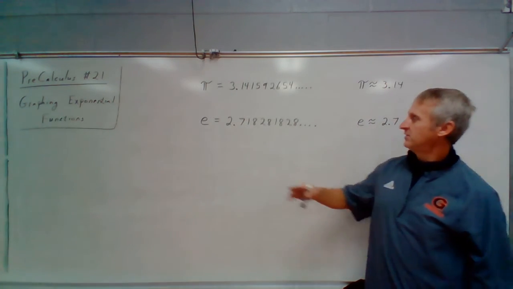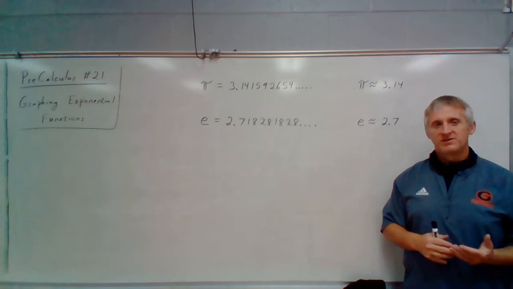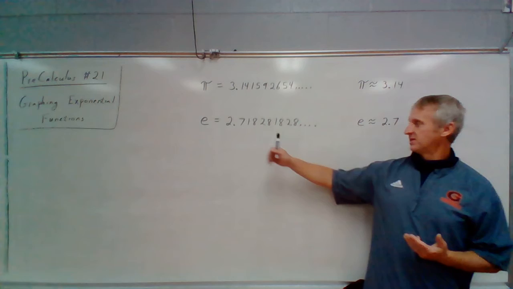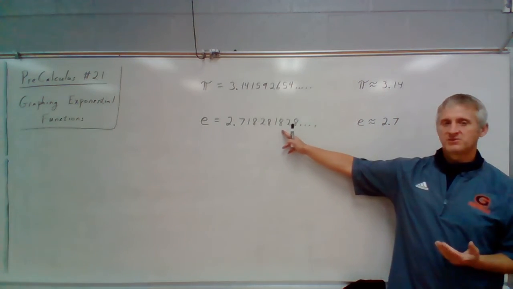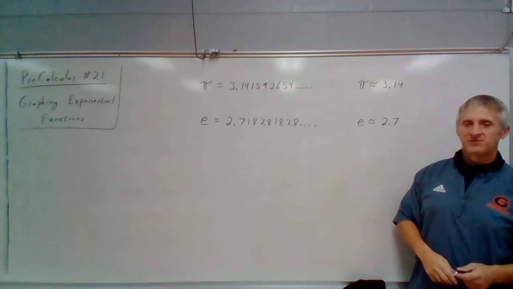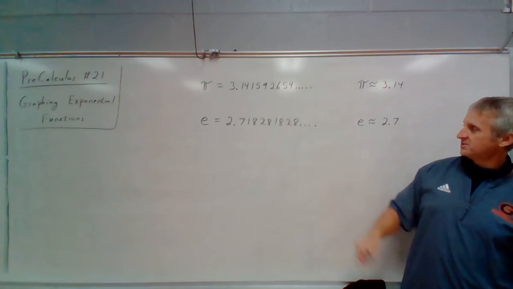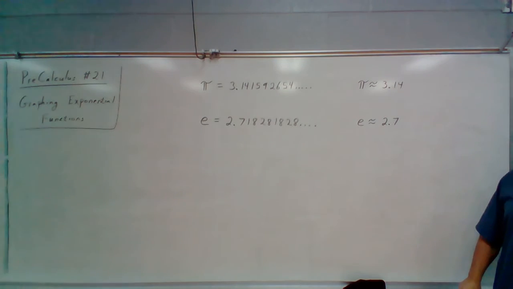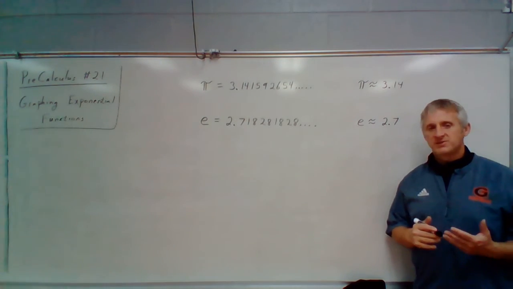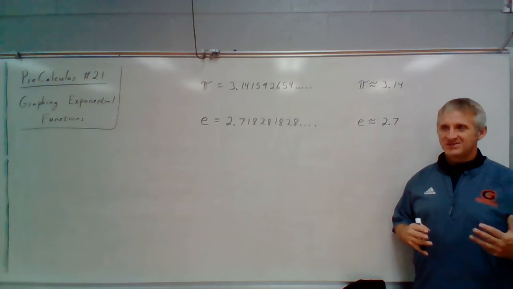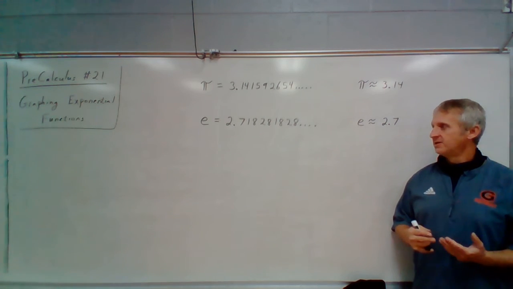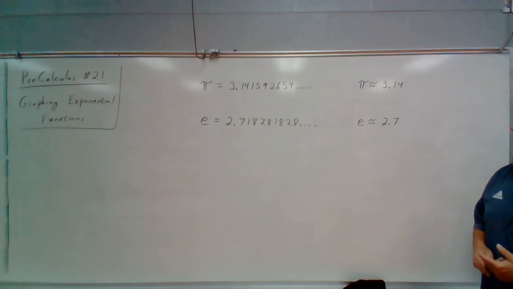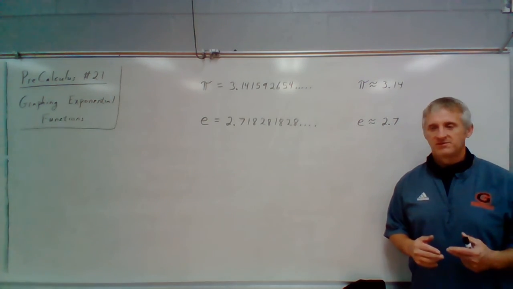Okay, so e is also an irrational number, probably not one that you're as familiar with. So e is just like pi. It's an irrational number whose decimal representation goes on forever and ever. These random digits. Okay, so you could say that e is approximately 2.7. For our purposes in this lesson, we're just going to say that e is a number between 2 and 3. So as long as you understand that e is between 2 and 3, you will be able to graph the exponential functions that we're concerned with for now.